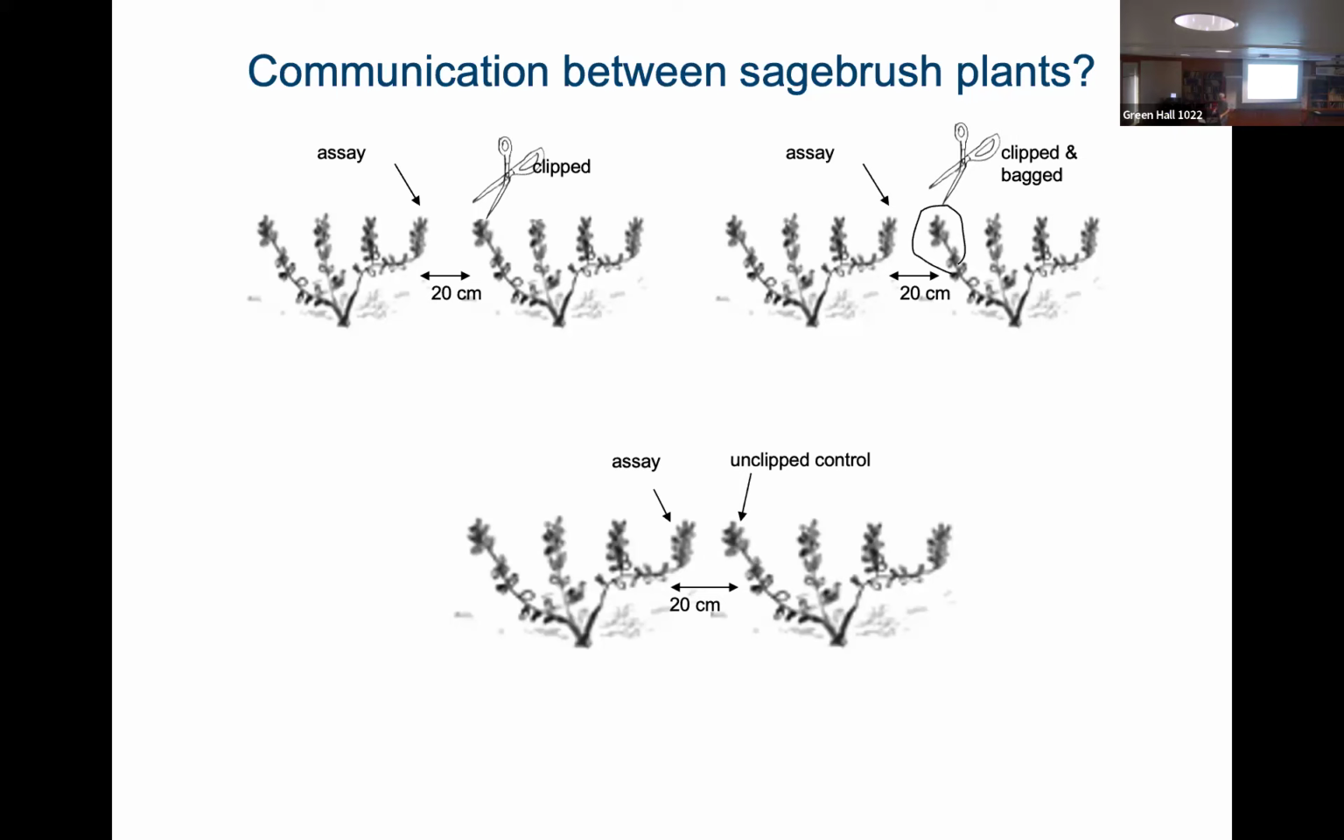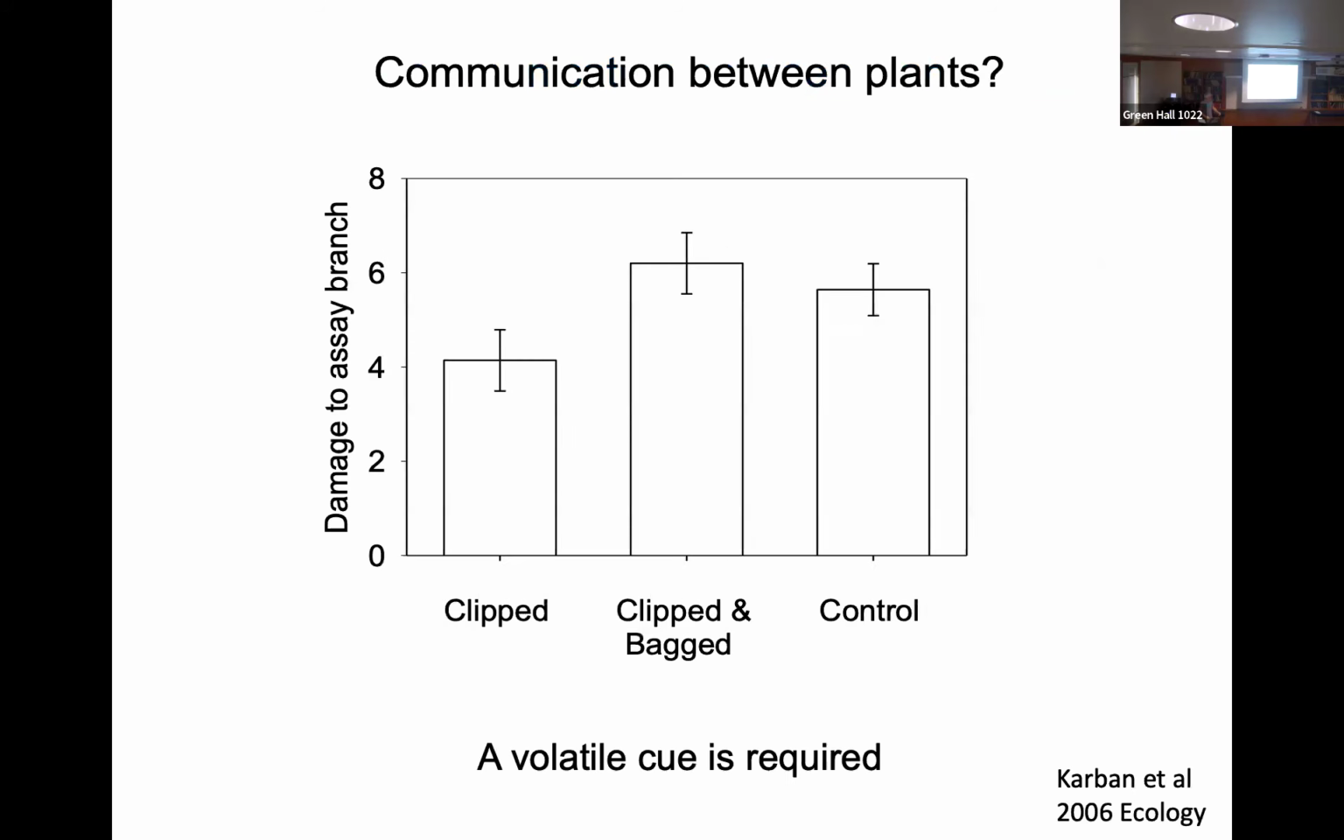When we do this, these are the kind of results that we get. In this graph, and in most of the figures that I'll show you, the y-axis is the same. It is the damage to the assay branch, so not the branch that I experimentally clipped, but the neighboring branch, and what percentage of those leaves get then attacked by chewing herbivores over the growing season. I do my experimental clipping at the beginning of the growing season, as soon as the snow melts.